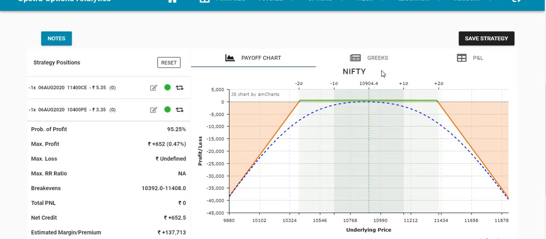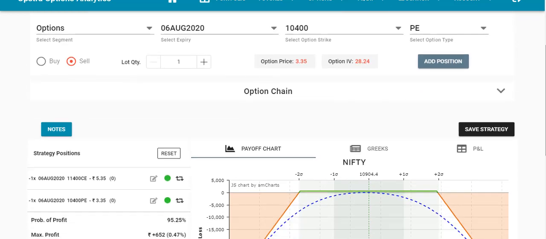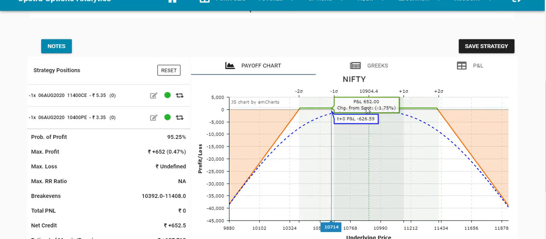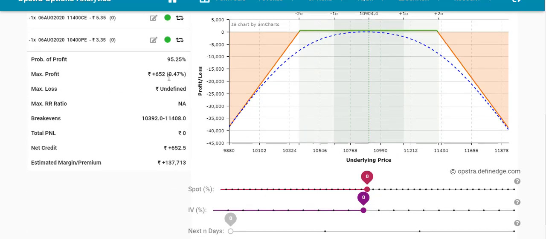So guys, you can see here we have taken a 500 point difference to the upside and to the downside from the current price. This is the short triangle strategy. Here you can see the green area where we will make money. Our maximum profit is 6,552 for one lot, and the break even point is 10,400 to the downside and 11,400 to the upside.